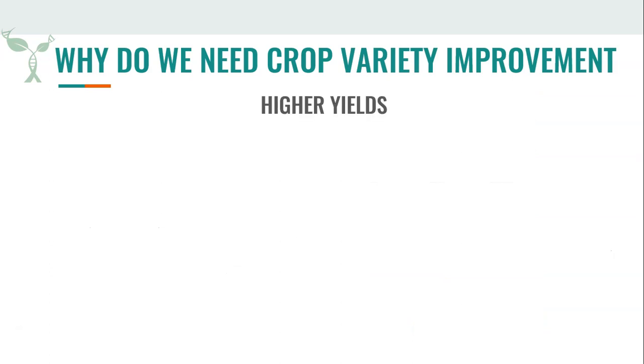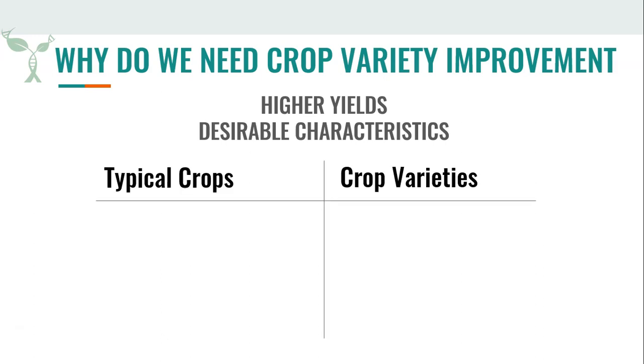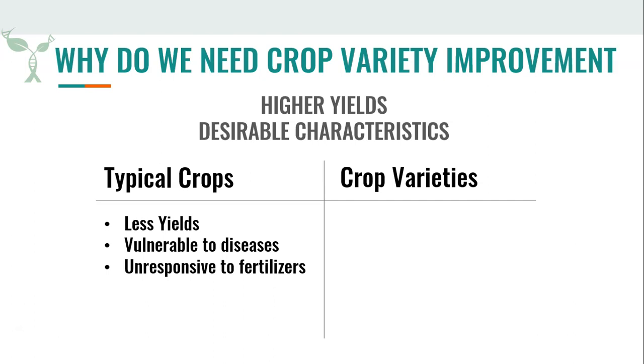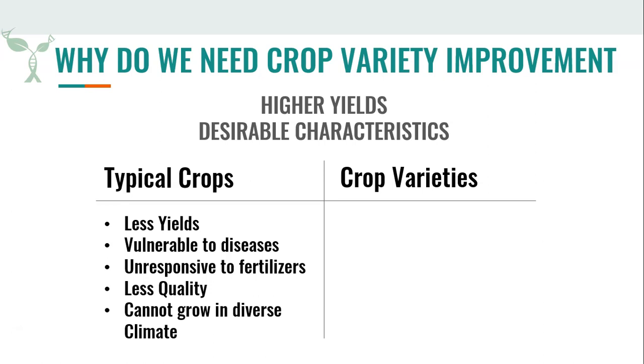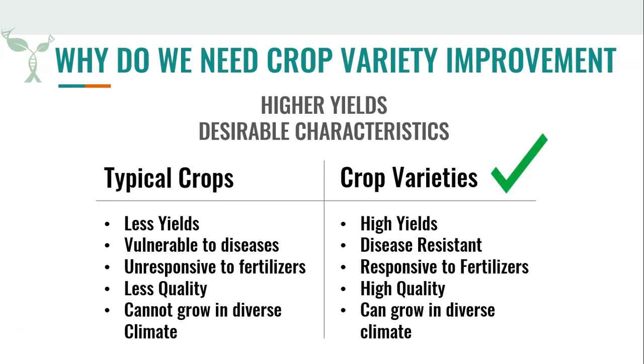So crop variety improvement is needed for higher yields and also for desirable characteristics. So if we compare between typical crops and crop varieties or strains, typical crops tend to produce less yields, they're vulnerable to diseases, they're unresponsive to fertilizers, they're of less quality, and they cannot grow in diverse climatic conditions. Whereas crop varieties, they can produce higher yields, they're disease resistant, they're highly responsive to fertilizers, they're of high quality, and they can grow in any diverse climatic conditions. So obviously that means crop varieties are way better and we need it.